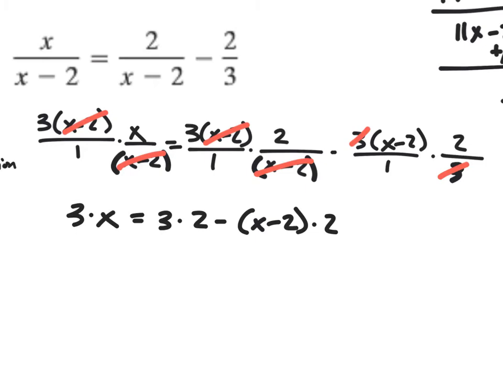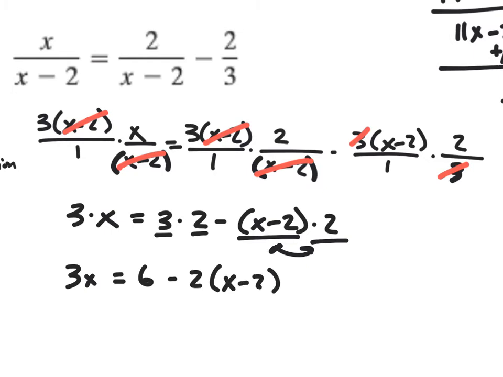Now, the first thing I'm going to do, this part over here with subtracting this whole quantity, there's a couple different ways you can do it, but what I'm going to do is switch these two terms around. So let's write that out. I've got 3x is equal to 6, 3 times 2 is 6, minus 2 times x minus 2. The reason I'm doing that is because I'm going to distribute the 2, but I also have to distribute that negative, so I'm going to do that in one fell swoop.